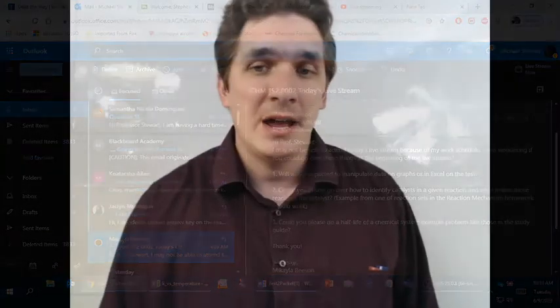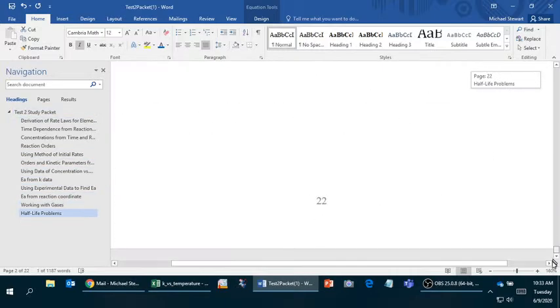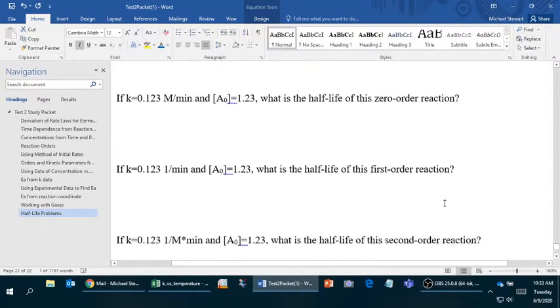The third question, could you do a half-life of a chemical system example problem like those in the study guide? So if you go to the study guides, and let's drop down to the last page. For half-life problems, these are simply a matter of applying the half-life formulas. So if you take a look at any of the last 3 on this page, they're all given as K is 0.123 with the appropriate units. And the starting concentration is given as 1.23 for all these problems.